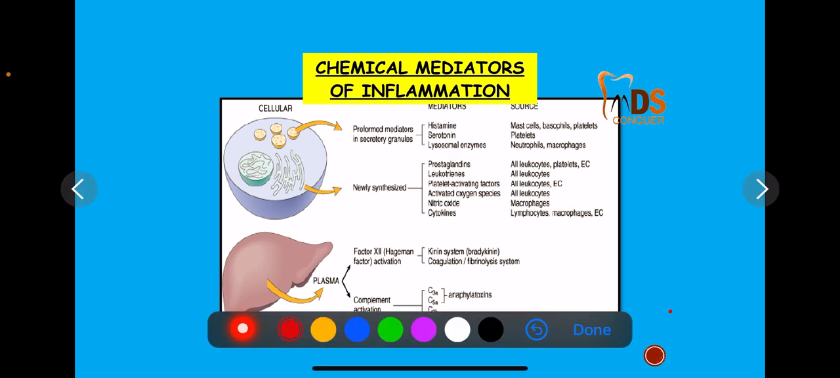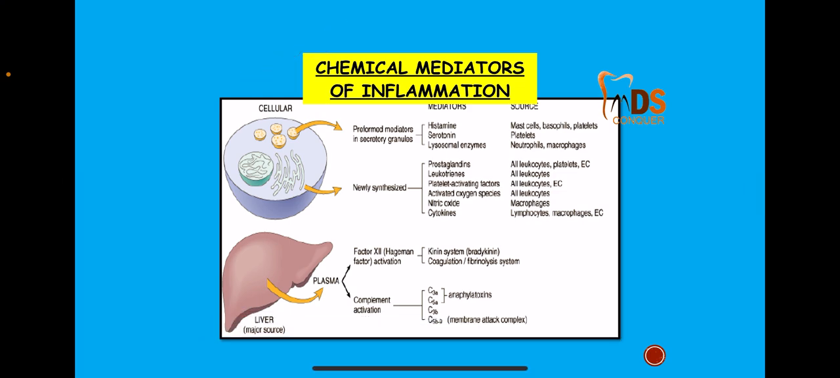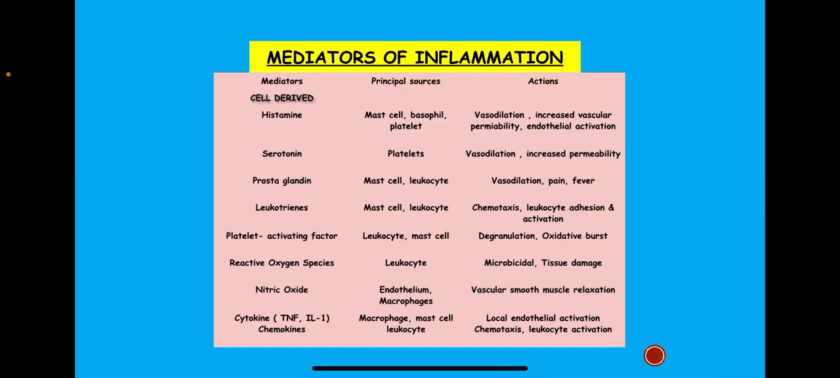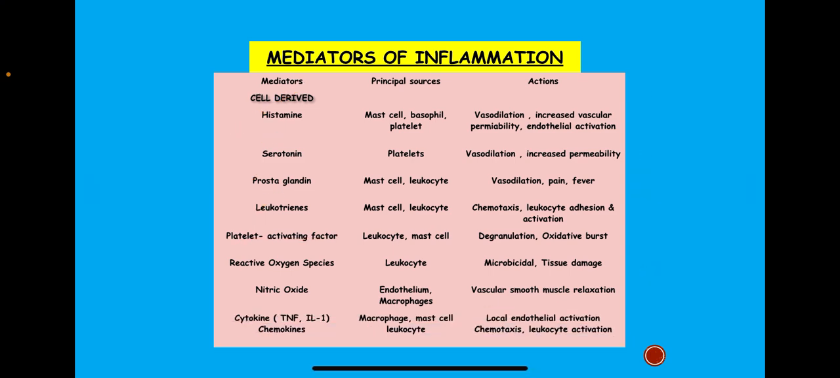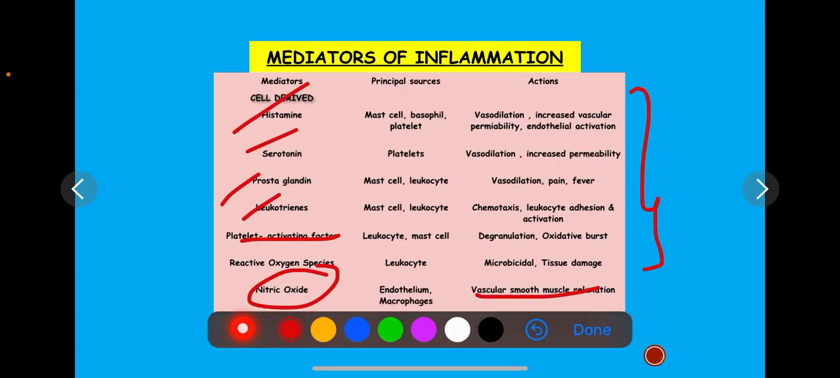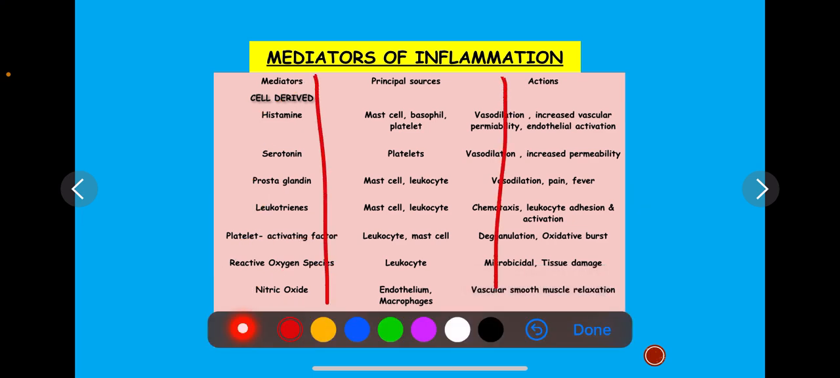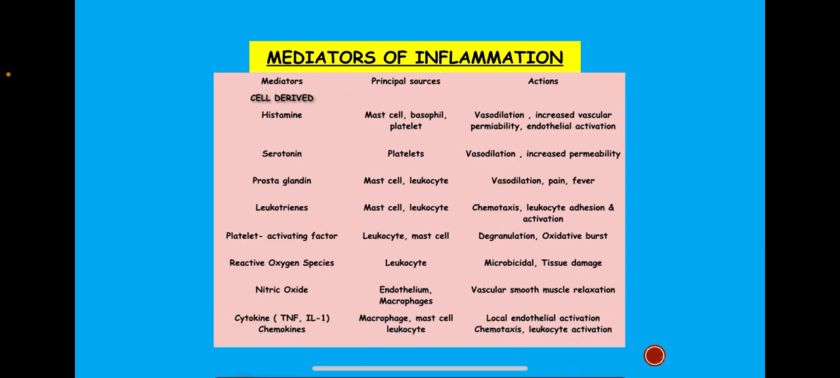So if you see, these are the various chemical mediators of inflammation. Okay, so just have a look at this table as well. Just give a quick glance. And next, mediators of inflammation, so histamine, serotonin, very important, even the prostaglandins and leukotrienes, and platelet activating factor and the respective action. So nitric oxide is again important. Okay, and the reactive oxygen species which cause the tissue damage. So all these mediators, the respective actions, if possible try to remember the source as well.